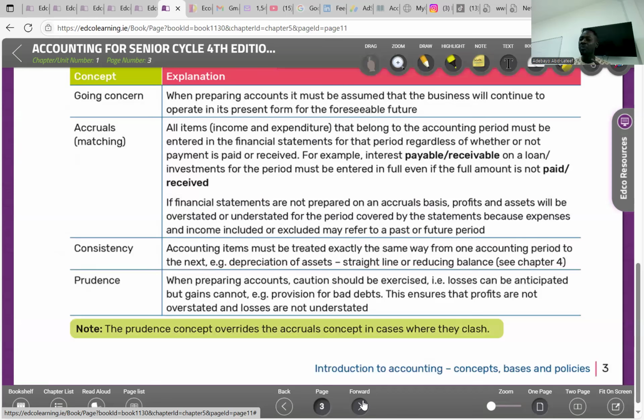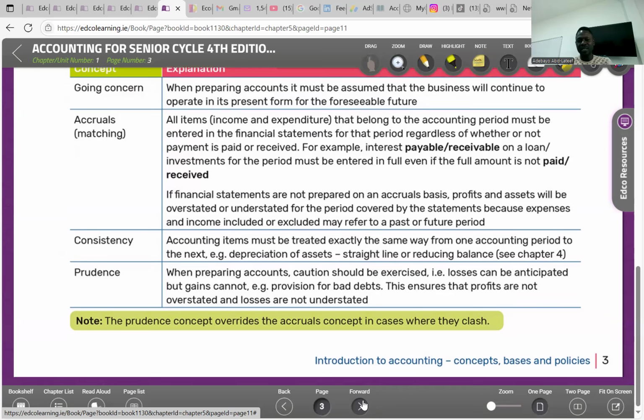If financial statements are not prepared on an accrual basis, profit and assets will be overstated or understated for the period covered by the statements, because expenses and income included or excluded may refer to a past or future period. The reason why we have to use the accrual matching concept is that if we don't, we might overstate or understate our profits and assets over that period.